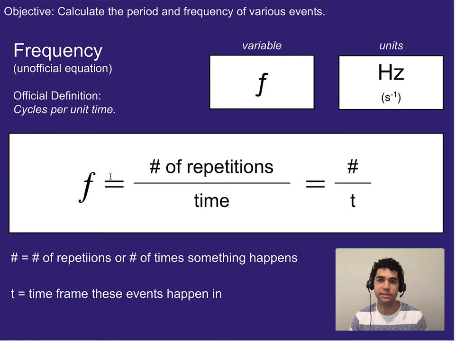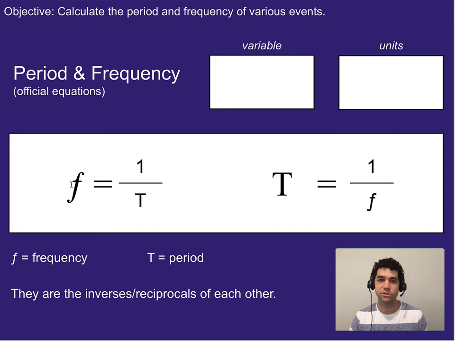Frequency is the number of repetitions per unit time. So we just take the number of times something happened and divide it by the time it took for them to happen. So that's period and frequency. Now you may have noticed there's a lot of similarities in those two things, and yes, there is. So frequency is actually 1 over the period, and period is 1 over the frequency. So we can see that they're just inverses or reciprocals of each other.